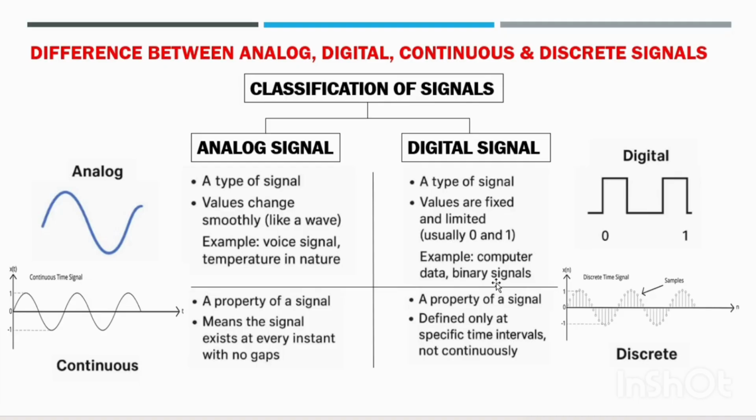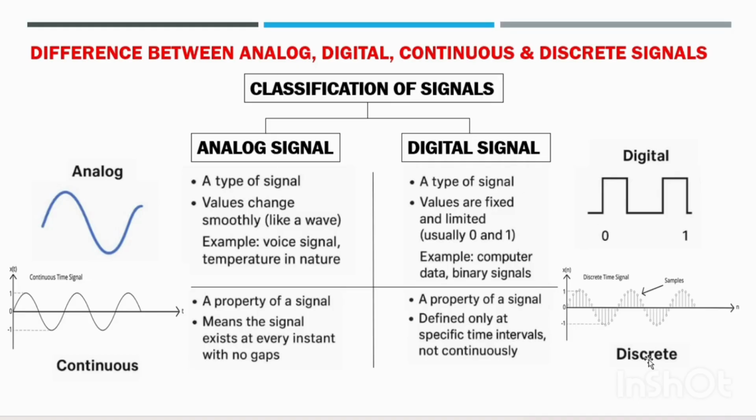Coming to the continuous signals and discrete signals, which are also called as continuous time signals and discrete time signals, these are not type of signals. These are the properties that are possessed by analog signal and digital signal. Coming to the continuous time signal, it is a property of analog signal, which means the signal will be existing at every instant with no gaps, that is with continuity. As you could see here, the values are there for each and every instant without any gaps. So continuous time signal is a property that is possessed by the analog signal.